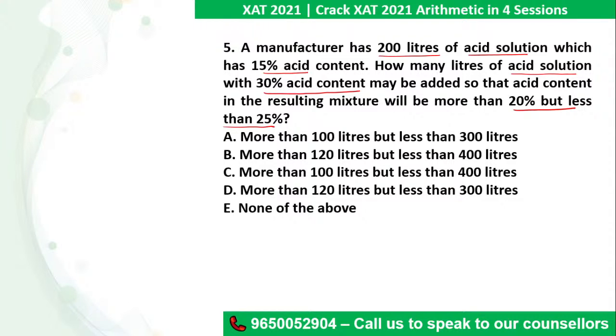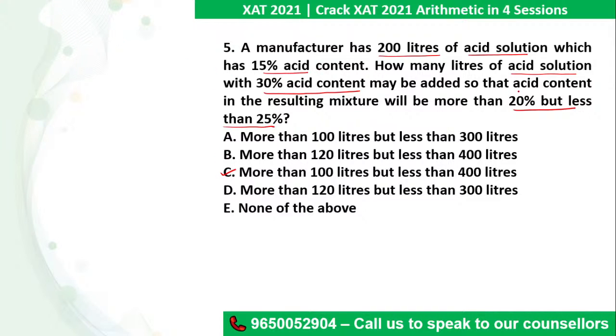Okay, Shayan is also getting C. Ashika is also getting C. Very good, guys. The correct answer is also C. Good. So I'll just discuss this question in brief by applying alligation.